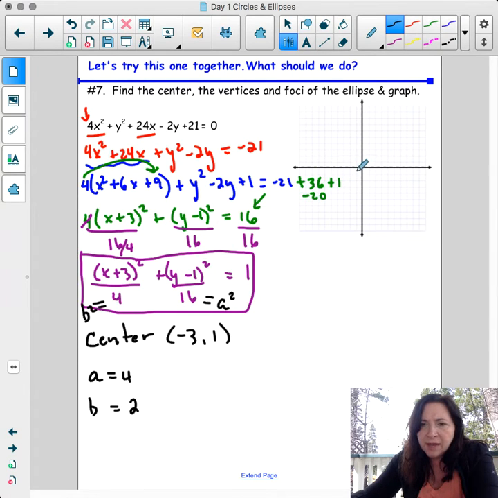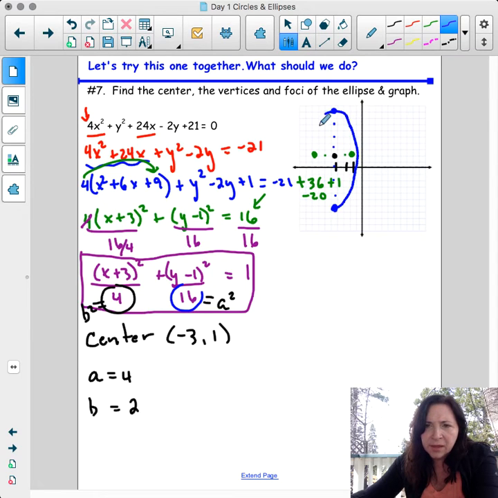So let's draw this. We start off at negative 3, 1. So there's negative 3, 1. In the x direction, which is underneath the x, I'm going to go the square root of 4, which is 2. So I'm going to go to the right 2, and going left 1, 2, that's where I'm going that way. In the y direction, I'm going to go the square root of 16 because that's underneath the y. So I'm going to go 1, 2, 3, 4 this way, and 1, 2, 3, 4 this way, so that my ellipse looks like this.